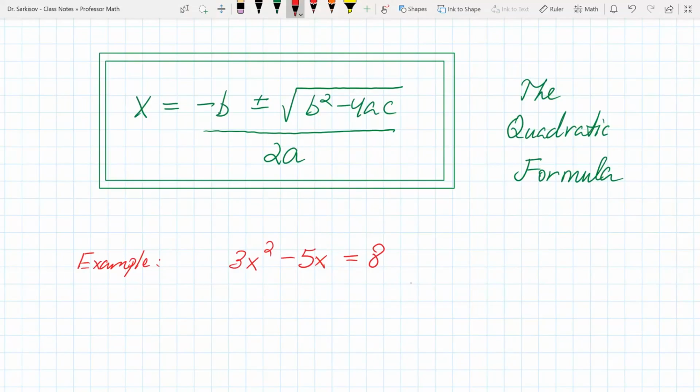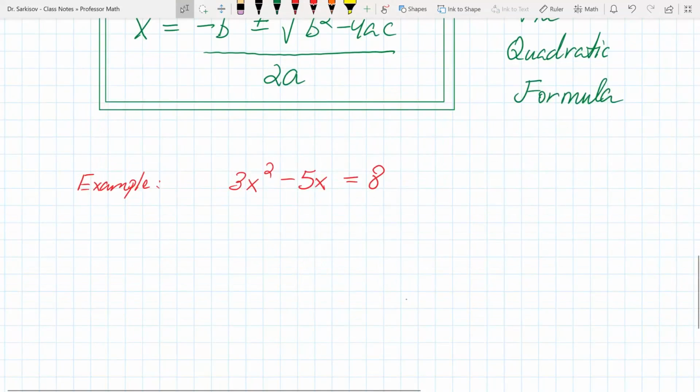Yes. Okay? And the answer is yes. But let's first do the non-thinking approach. Like, okay, here's a formula. Let's plug in the numbers. So let's first put this in standard form. Remember, the standard form would be 3x squared minus 5x. The square term and the linear term are already there. And then you want it equal to 0. So subtract 8 from both sides. Equals 0. All right, great.